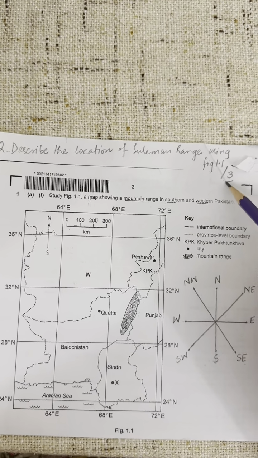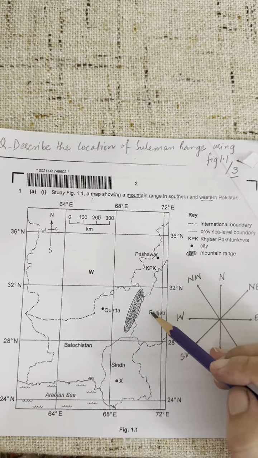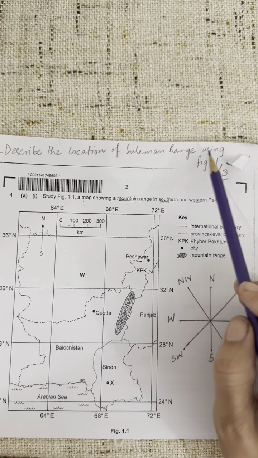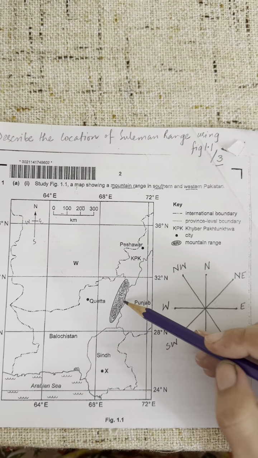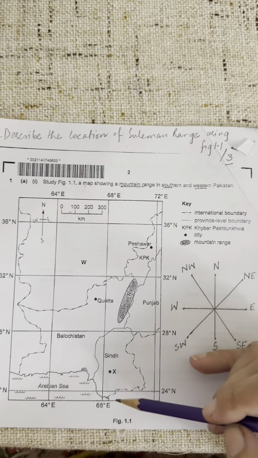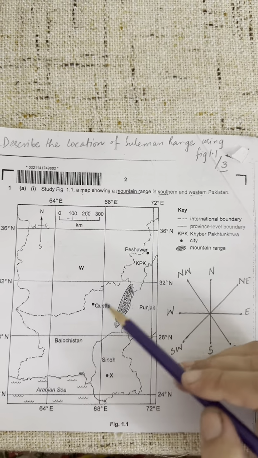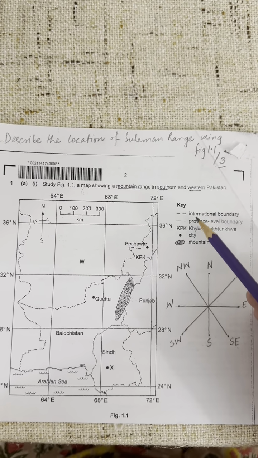Now, what are the tips and the tricks of achieving full marks in this question? So first of all, this question asks you, describe the location of Suleiman Range using figure 1.1. So this is Suleiman Range. It has been given to you and you have to use only the figure. Only the figure means that you have to use the features that are present on the map, including the key.